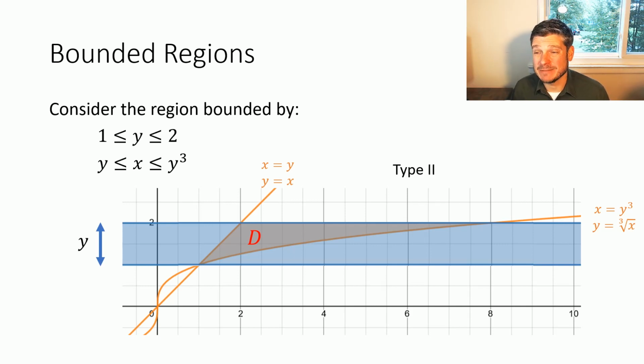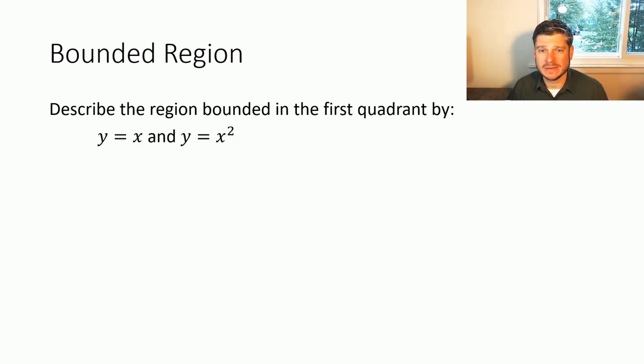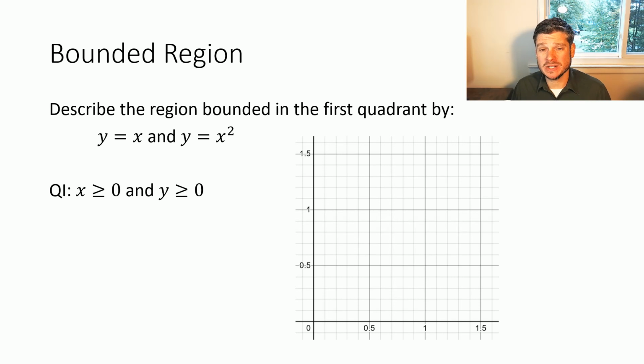All right. This is a type 2 inequality because y is the one bounded by constants now, and x is going to vary depending on the top and bottom. Okay, now what we want to be able to do is take these ideas and describe regions that aren't necessarily described with inequalities. So how could I describe this region bounded in the first quadrant by y equals x and y equals x squared? Well, first of all, we need to make sure we understand what the first quadrant is, or quadrant 1.